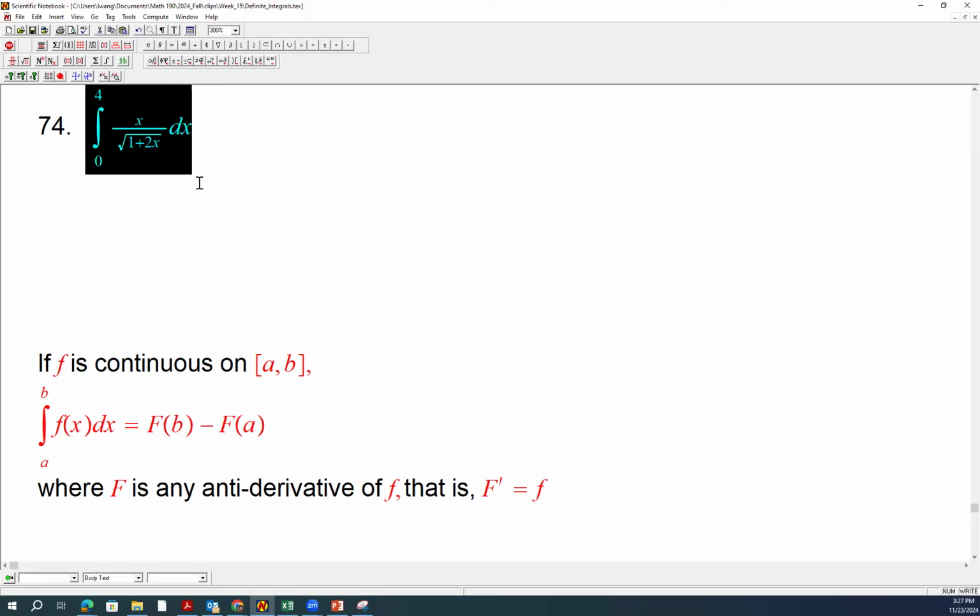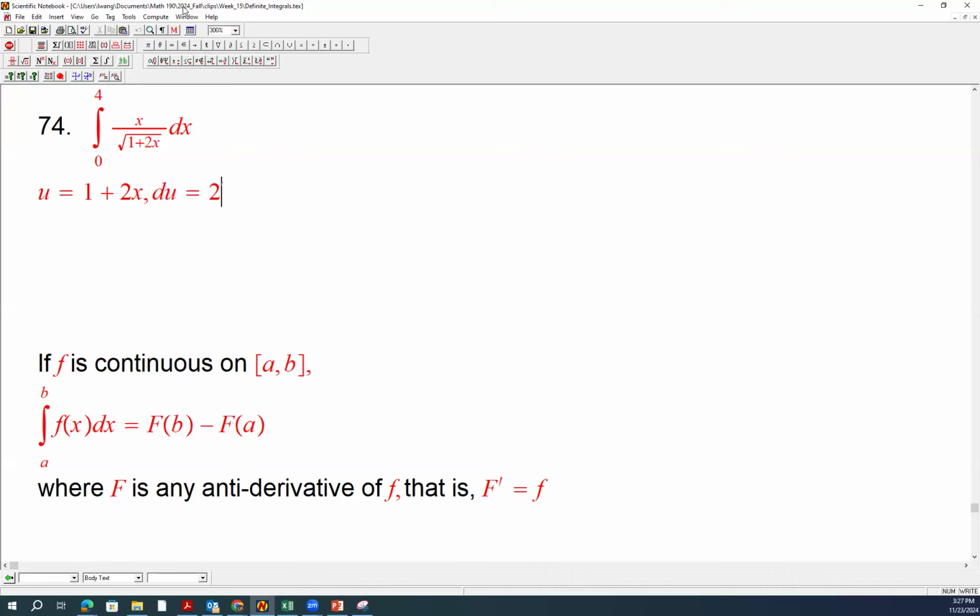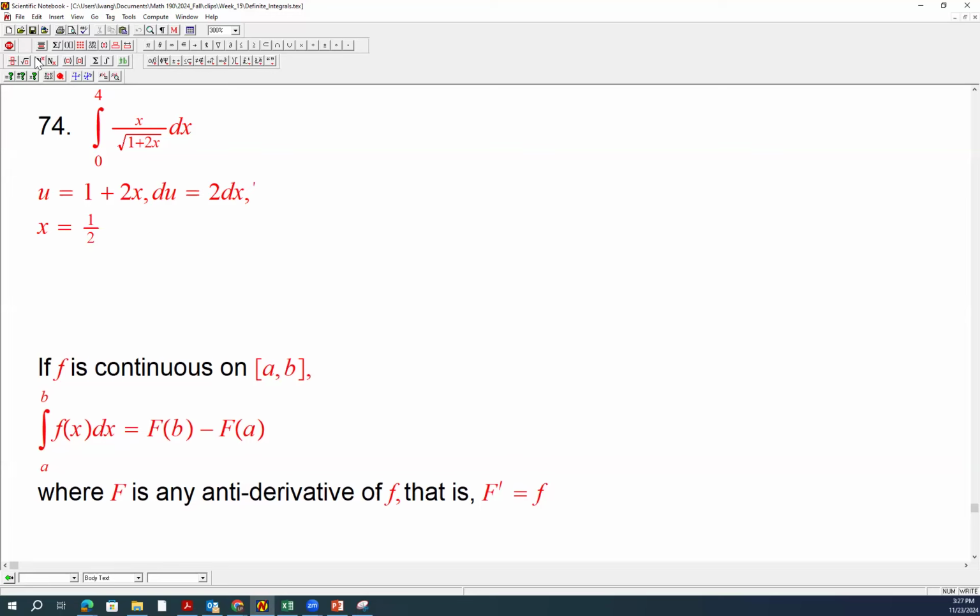We are going to do substitution. I'm going to choose u equals 1 plus 2x. So du equals 2 times dx. Since du and dx differ by only a constant, what are we going to do with the x? From this equation, we're going to solve for x. So here we get x equals half of u minus 1.